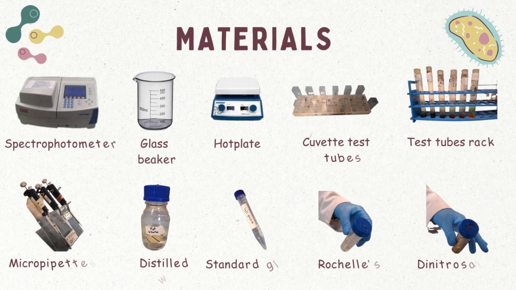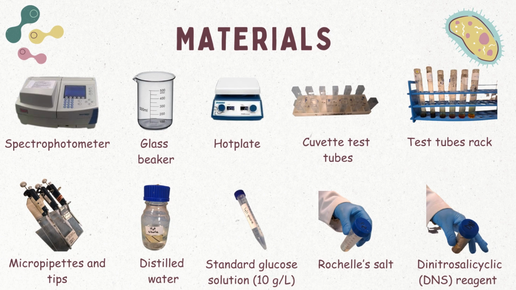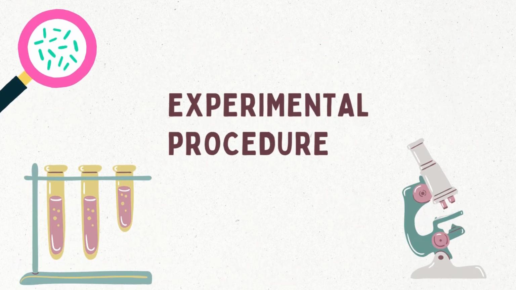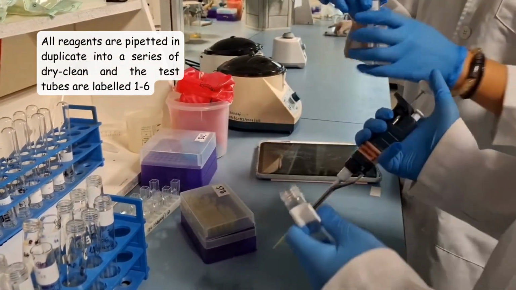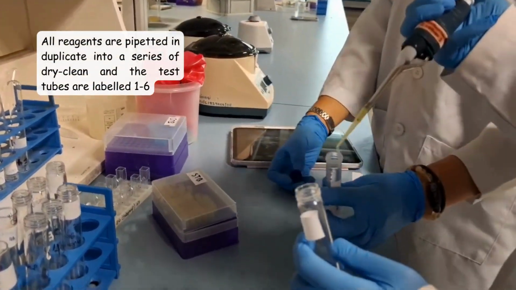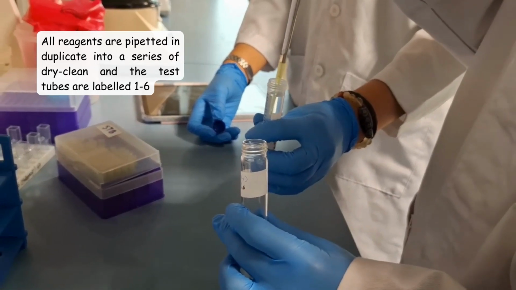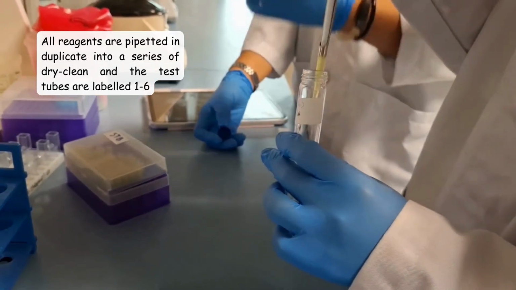These are the materials used in the experiment: spectrophotometer, glass beaker, hot plate, cuvette, test tube rack, micropipette and tips, distilled water, standard glucose solution, Rochelle salt, and DNS reagent. Experimental procedure. The first step, all reagents including distilled water, glucose solution and DNS reagent are pipetted in duplicate into a series of dry clean test tubes labeled 1 to 6.